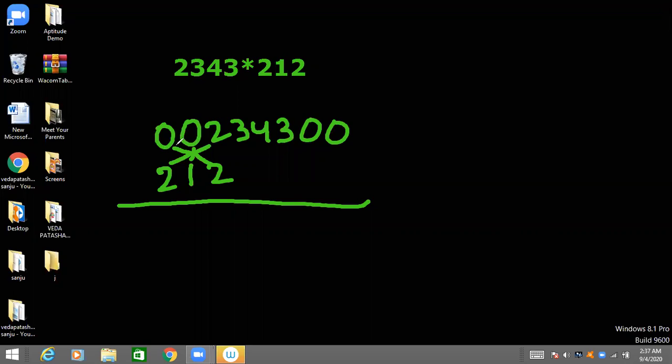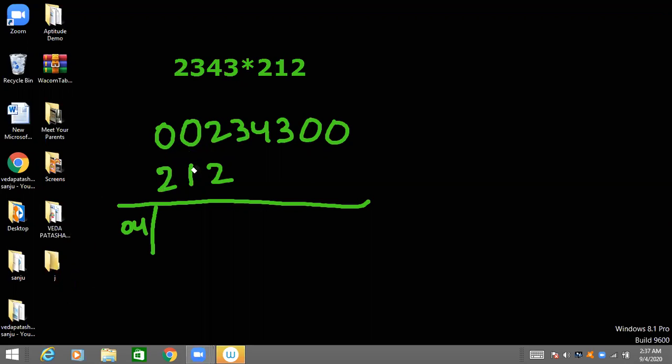It is nothing but 0 times 2 is 0, 2 times 2 is 4, and the middle, 0 times 1 is 0. So total 4. So in the first box we need to take 4. Understood?